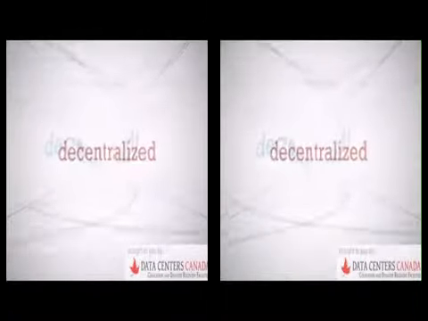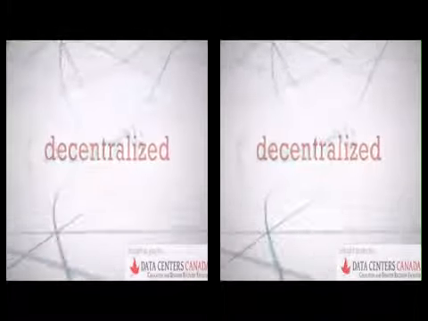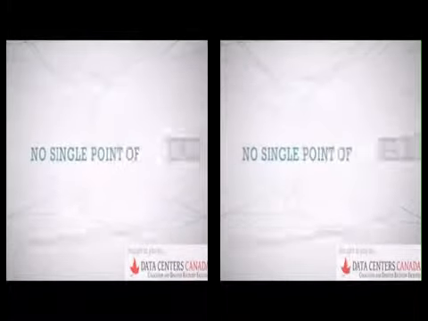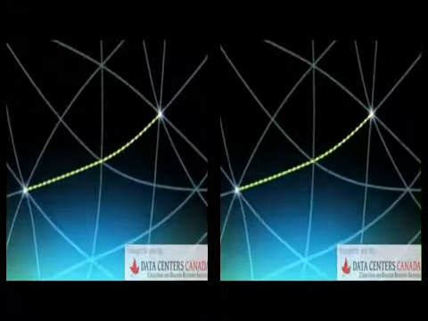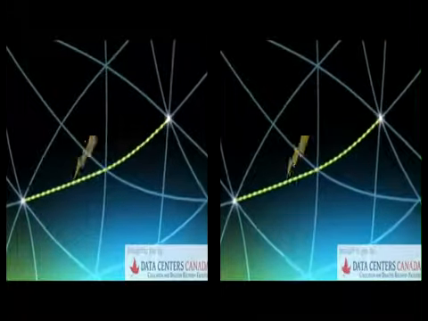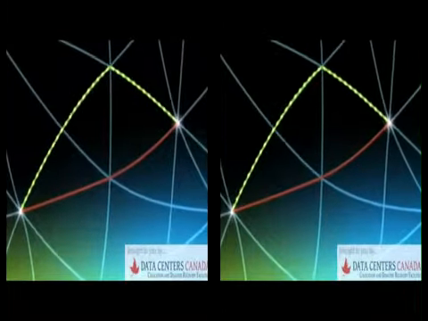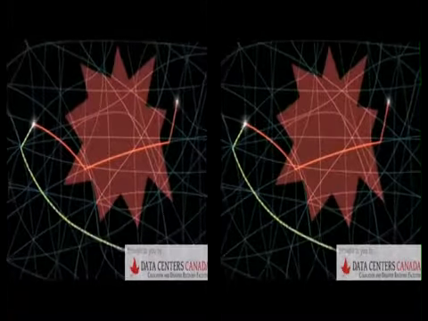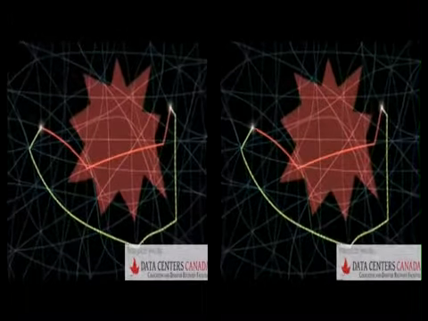The strength of the Internet is that it's decentralized. With so many possible connections, there is no single point of failure. If one path gets overloaded or broken, your data just takes a different path. Even if a big chunk of the Internet gets wiped out, your message can still find its way.